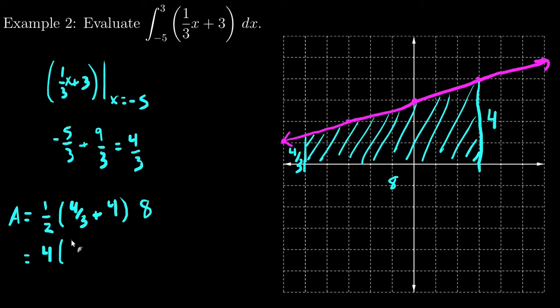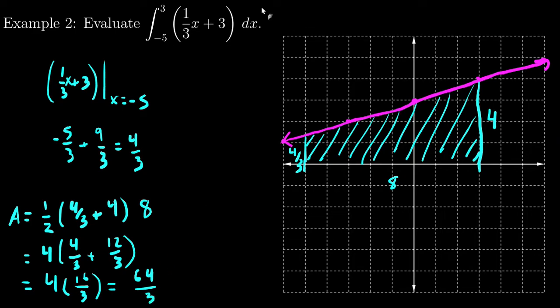4, well, I'll do this in some steps just in case we're having trouble with fractions. 4 is 12/3. So I have 4 times 4 plus 12 is 16/3, which is 4 times 16, 64/3, and that is the value of my integral, 64/3.